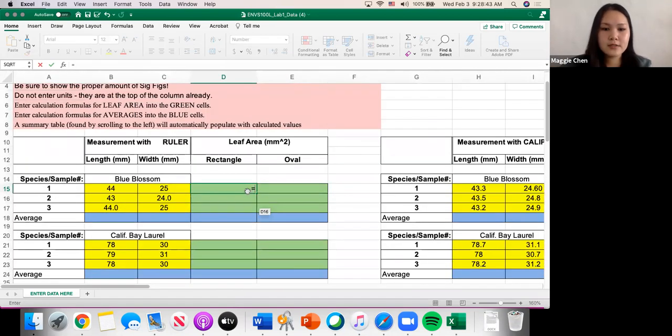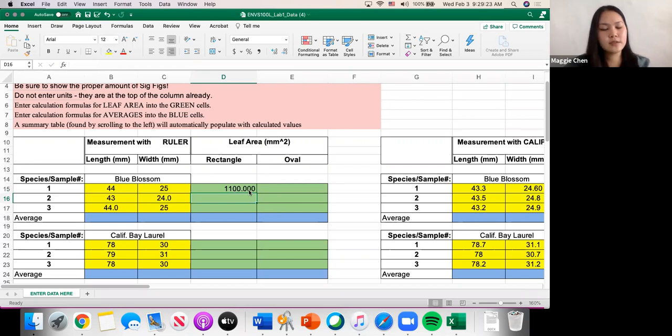And if you can't really see this green cell, you can also see your equation at the top here, this yellow, this white space, this formula bar. So for a rectangle, it's length times width. There's a couple ways that we can do that. First, after we start our equal sign, we can just select our length, our 44 millimeters, Shift 8 to get our asterisk, and then select our 25 millimeters for our width. So length times width will give us a rectangle, and then you can just hit enter. And that will give us our leaf area.